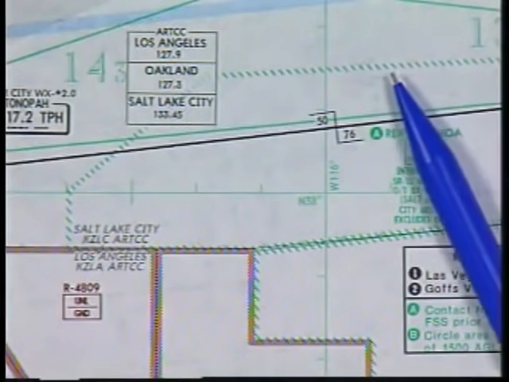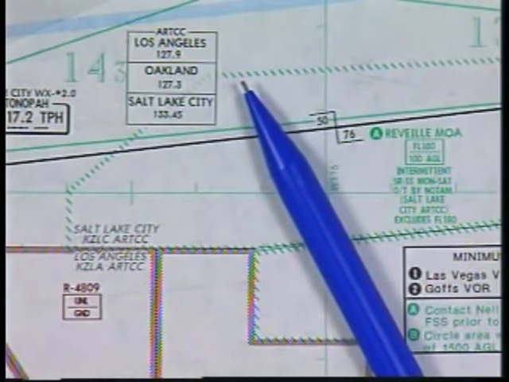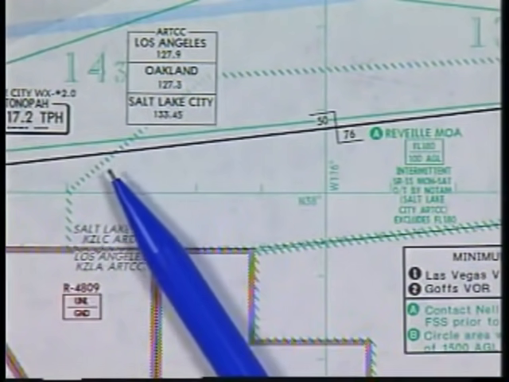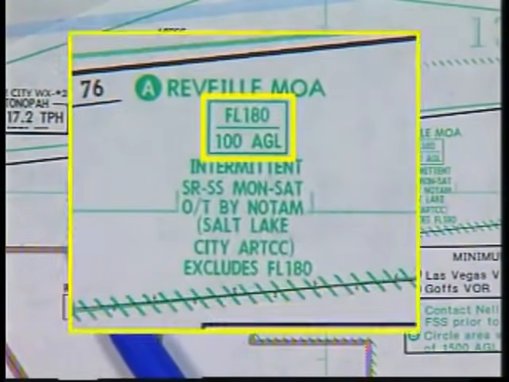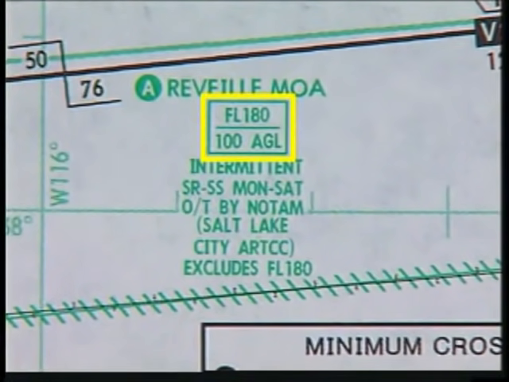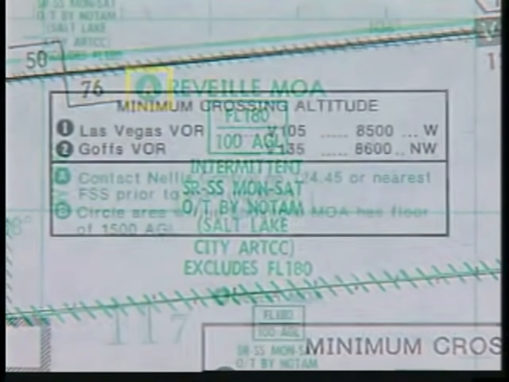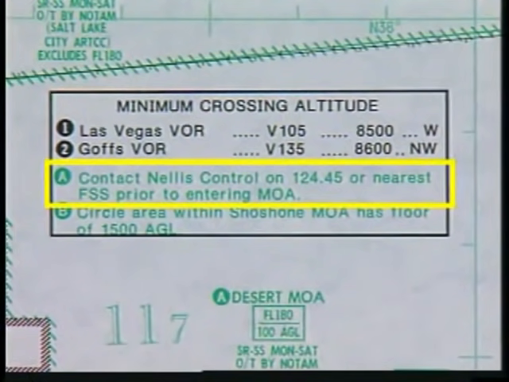Green diagonal slashes surround a warning, alert, or MOA airspace. This MOA has a floor of 100 feet AGL and extends up to flight level 180. The ball flag indicates that there is additional information about the area contained elsewhere on the chart. Here it states to contact Nellis Control or the nearest FSS prior to entering the MOA.